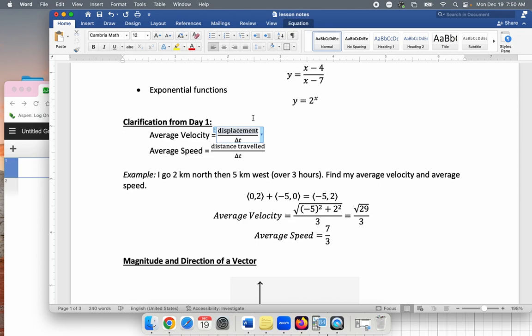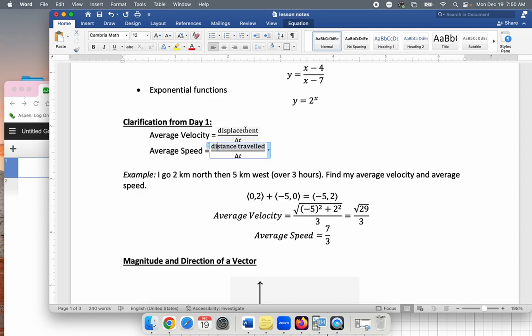Don't worry about some crazy zigzag path. Just worry about what was the change in your position in total, and divide that by the amount of time t. Average speed though is actually caring about the path that you took, right?